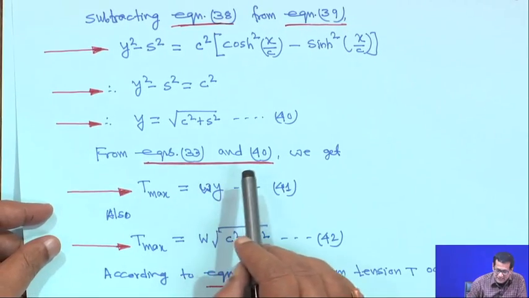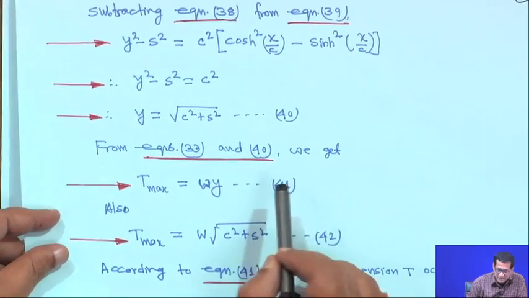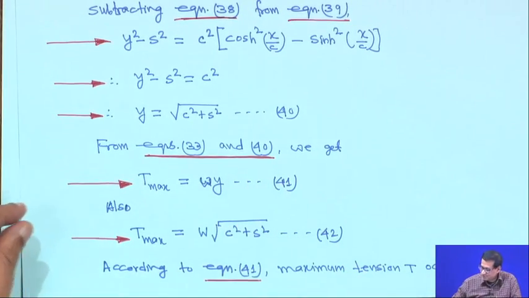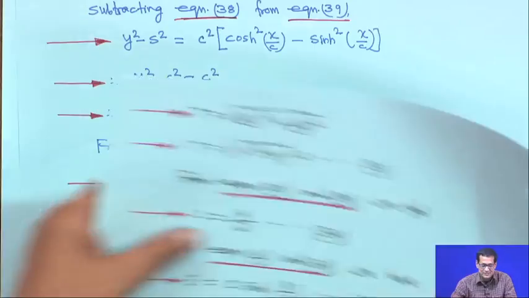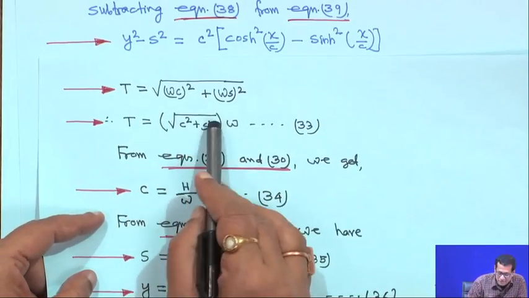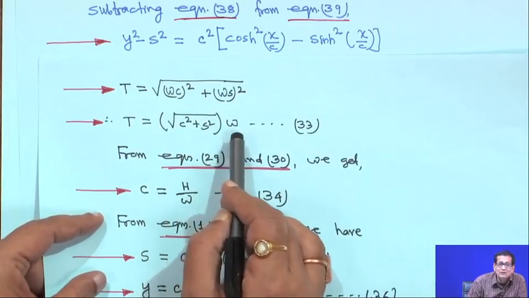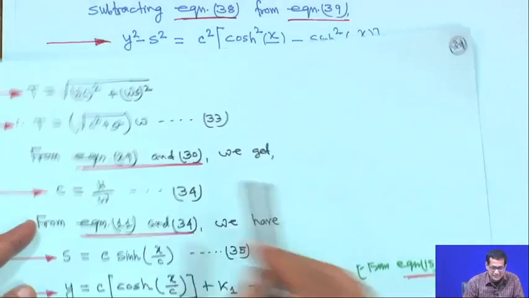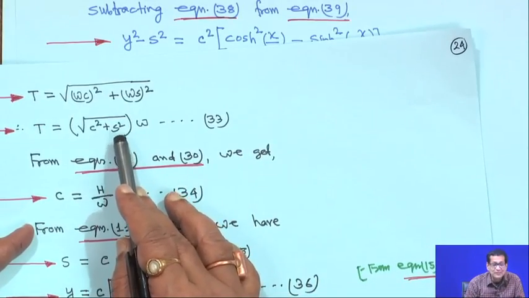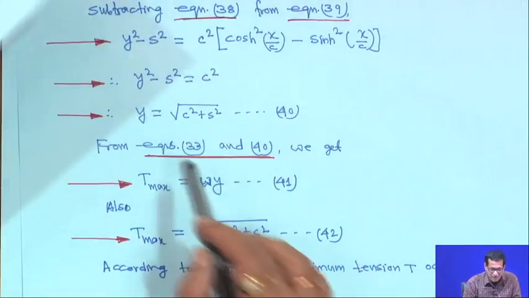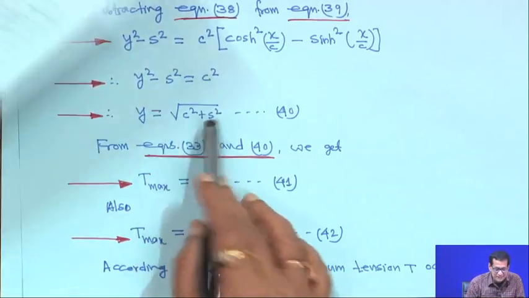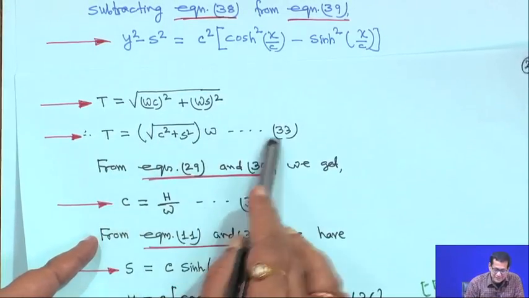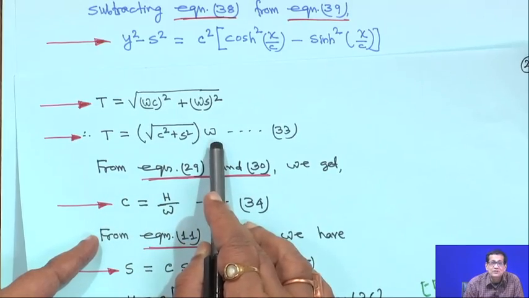Therefore, from equations 33 and 40 we get, just hold on, I have to search for equation 33. So, this is equation 33: T is equal to root over c square plus a square into w. And we have got that root over c square plus a square is equal to y. That means this equation can be written as T is equal to y into w.